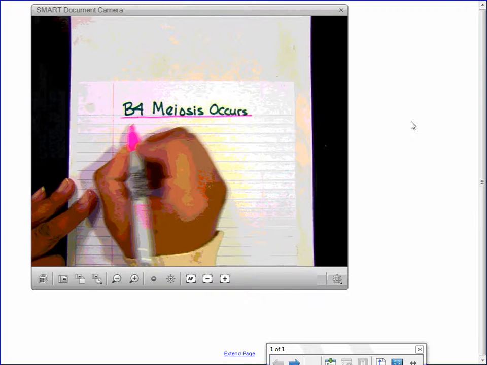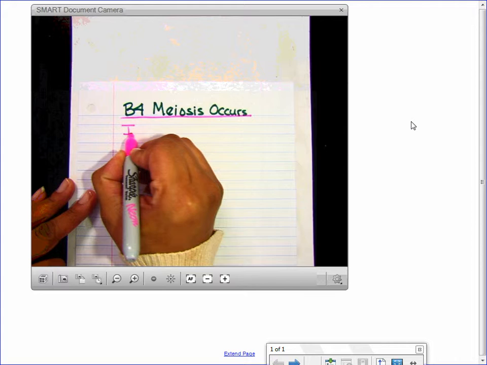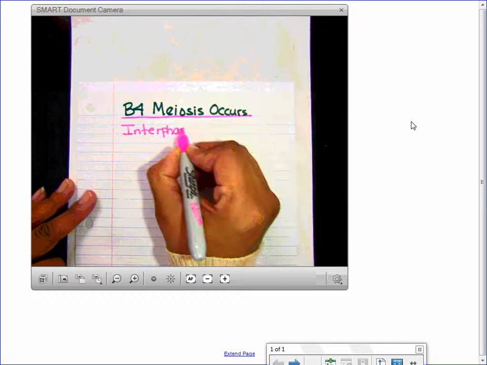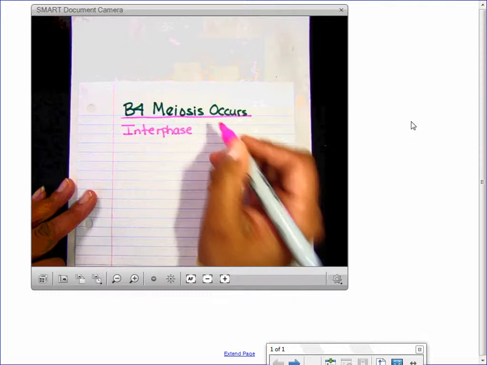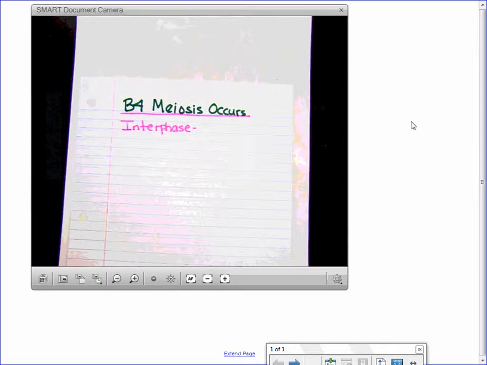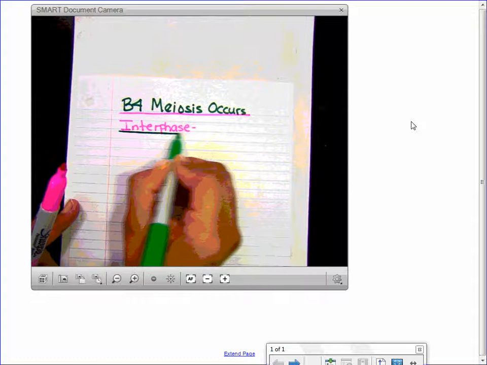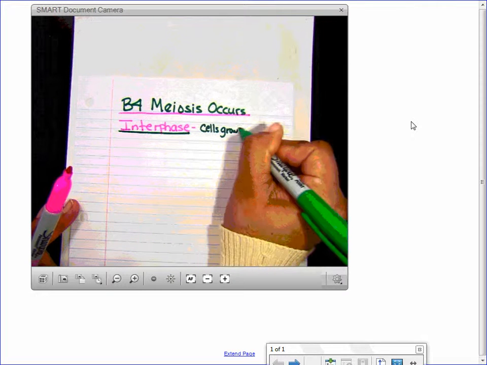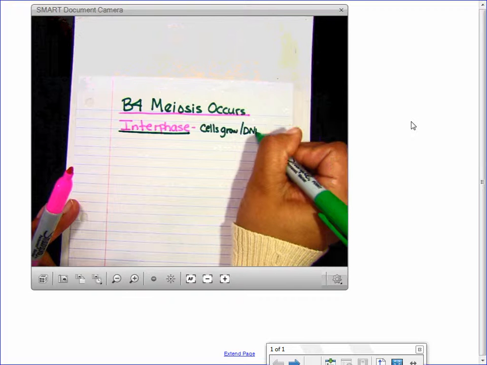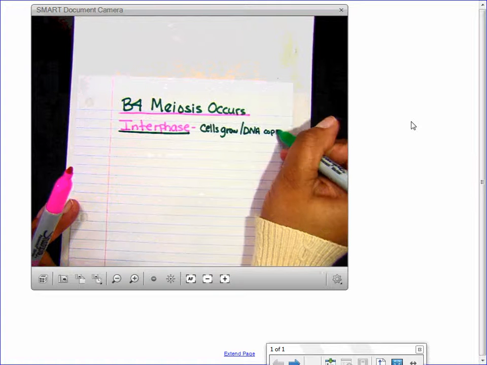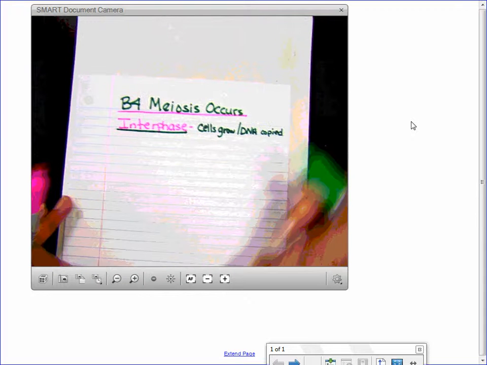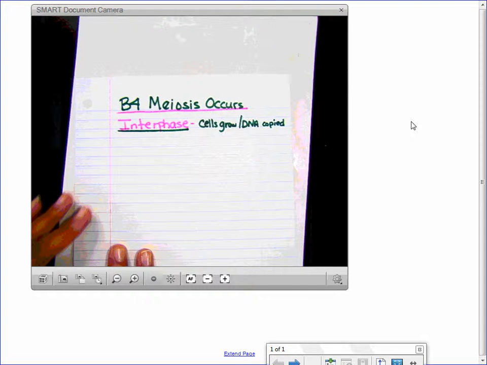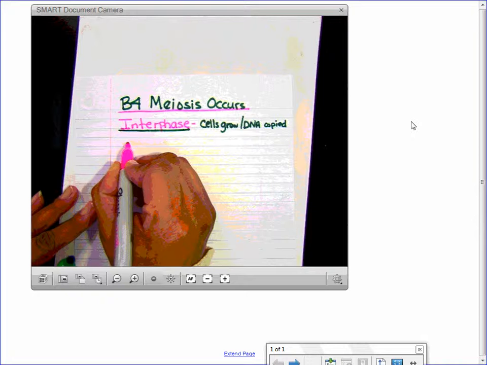Before meiosis occurs, we do need that interphase. Is interphase part of meiosis? No, because it says before it occurs. During the process of interphase, the same thing happens. You have your cells grow, and DNA is what? Copied. Once that happens, then we have the steps of meiosis.